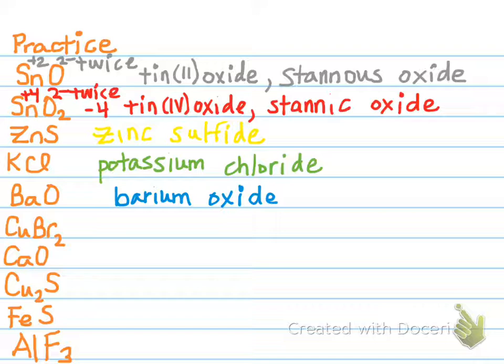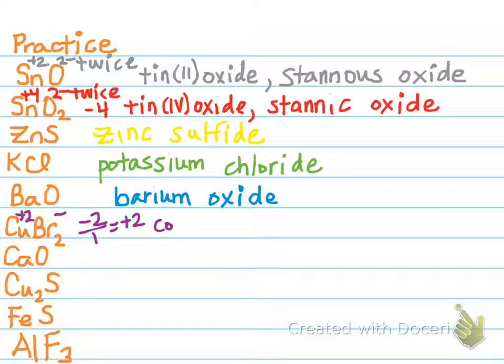I look at my bromine. Bromine is in group 7A. It has 7 valence electrons, so it's easier for it to gain 1. There's 2 of them, so my total negative charge is -2. I only have 1 of them, so that means I have a +2 charged copper.